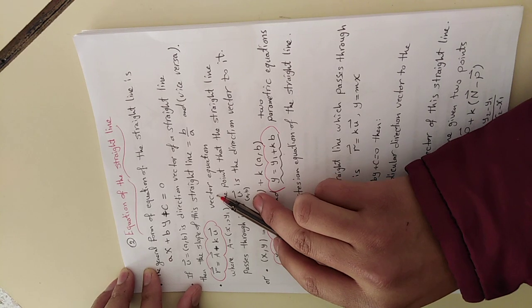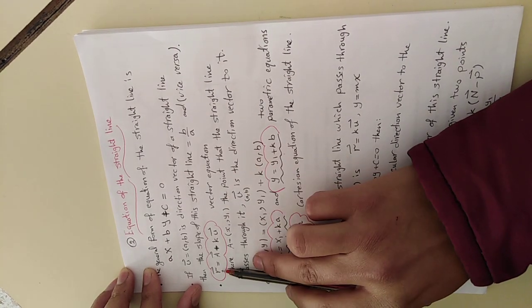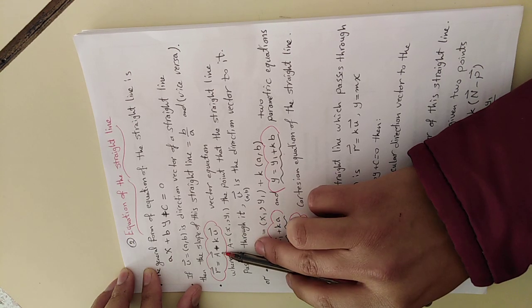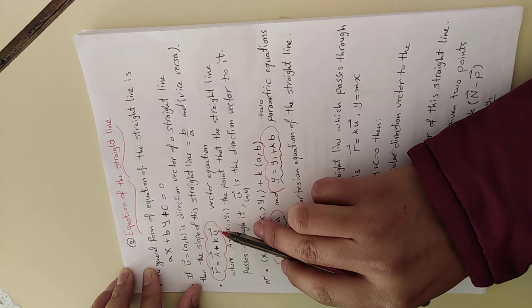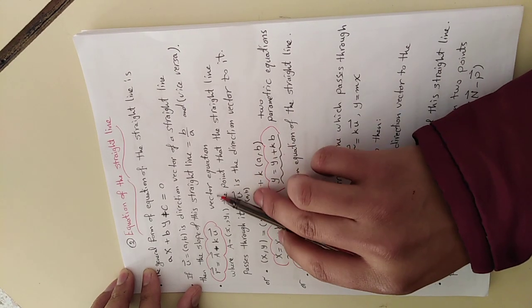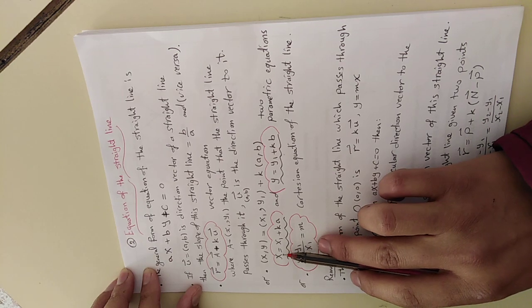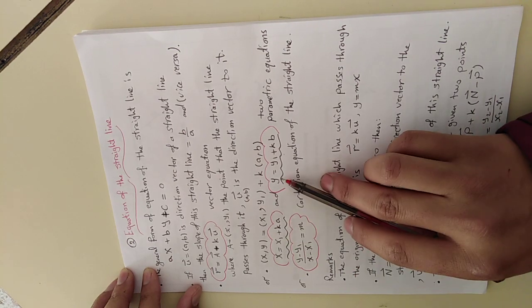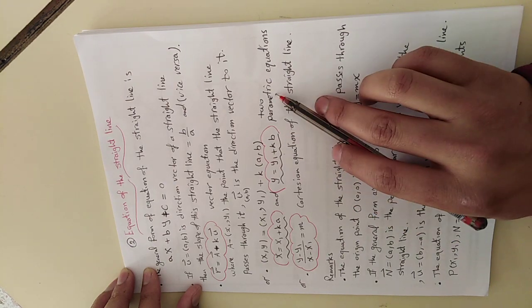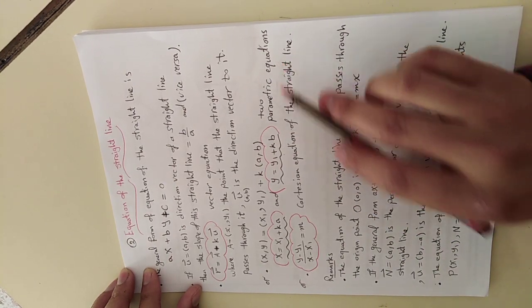The first form is the vector equation: r equals a plus ku, where a is the point that the straight line passes through, and u is the direction vector. This is called the vector equation. The second form, x equals x1 plus ka and y equals y1 plus kb, is called the parametric equations.